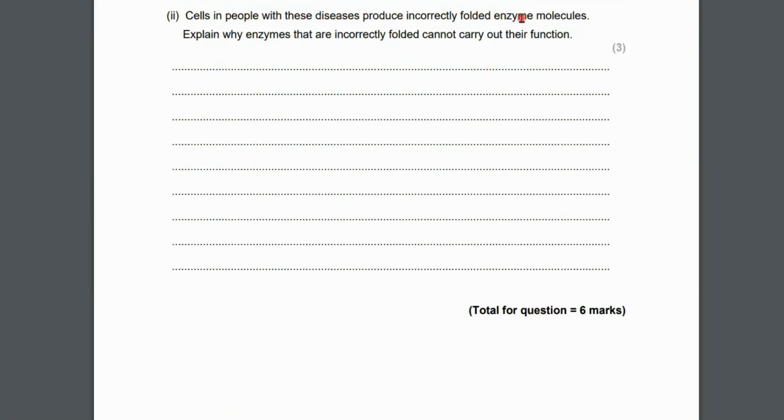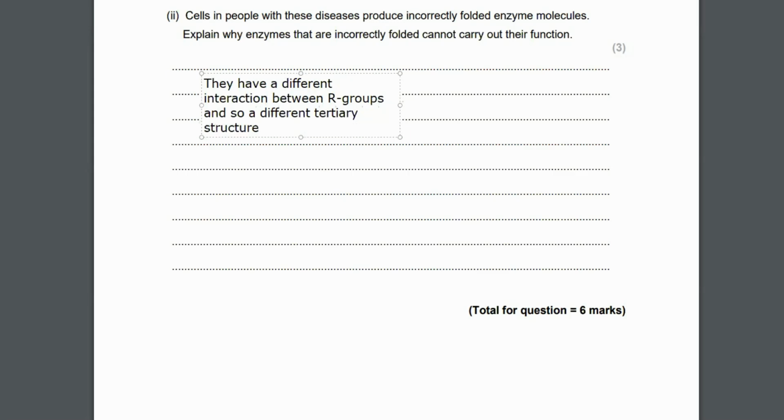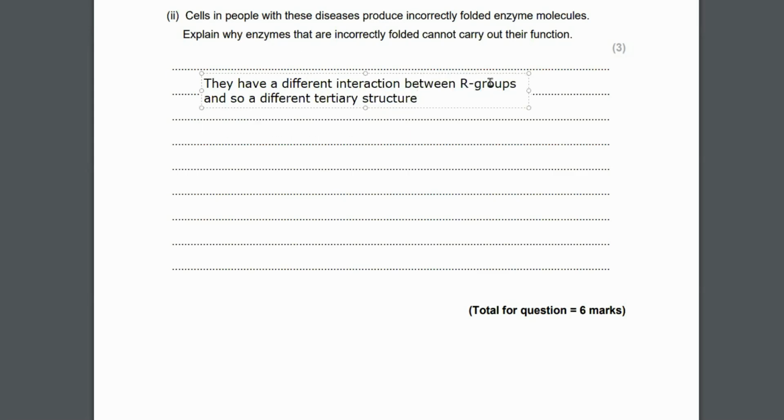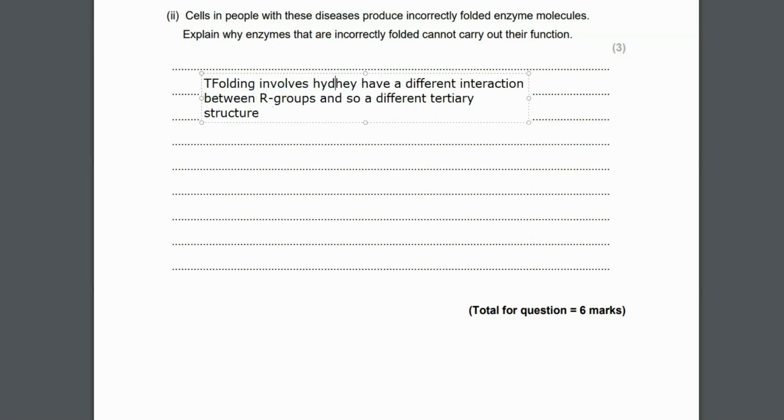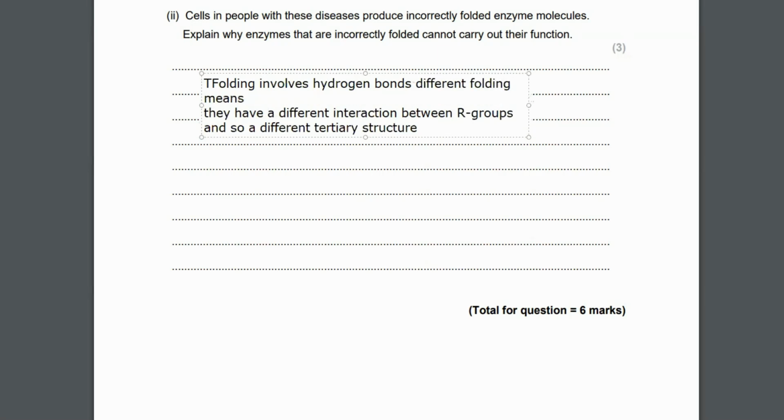Cells in people with these diseases produce incorrectly folded enzyme molecules. Explain why enzymes that are incorrectly folded cannot carry out their function. So if you're not folded correctly, well, how does that happen? Your folding is based on your interaction between the R groups. That gives you your tertiary structure. So if we have some sort of disruption to the R groups, then really that's going to affect our tertiary structure, our 3D shape. It means our active site will no longer be complementary to the substrate.